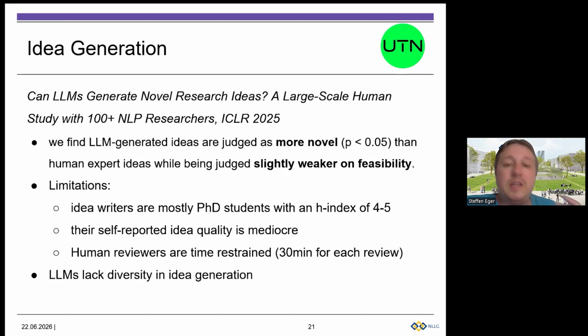And that's also because they did not spend weeks on these ideas, right? They just spent a few hours on coming up with an idea. Yeah, but that's basically the setting. We have mid-level experts that produce mediocre ideas, and then these are outperformed by large language models. A further limitation is the human reviewers. They're also time constrained. Reviewing in itself is highly subjective, and they had only 30 minutes for reviewing each idea, both from large language models and from humans.